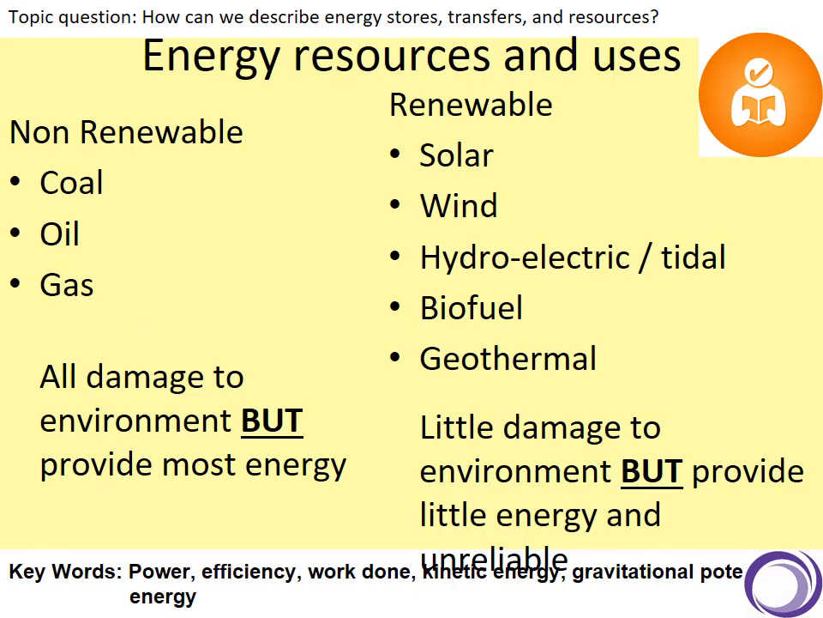So now we're going to look at energy resources and uses. This can be split into two columns: your non-renewable and your renewable. Your non-renewable resources are sometimes what we call finite resources. They are going to run out. Your renewable resources are sources that are not going to run out. For example, for non-renewable, we've got coal, oil and gas. And for your renewable, you've got a list there: solar, wind, hydroelectric, biofuel and geothermal.